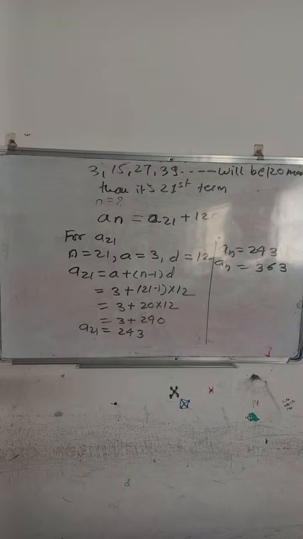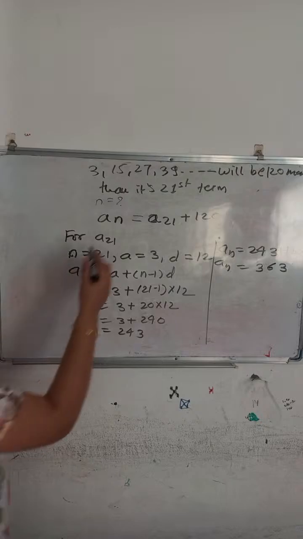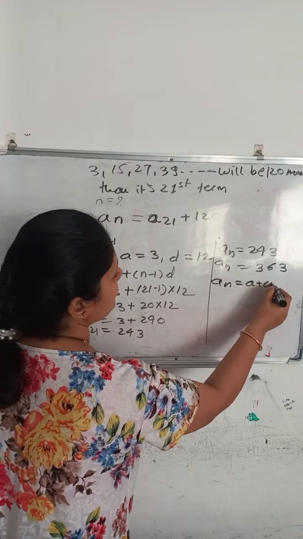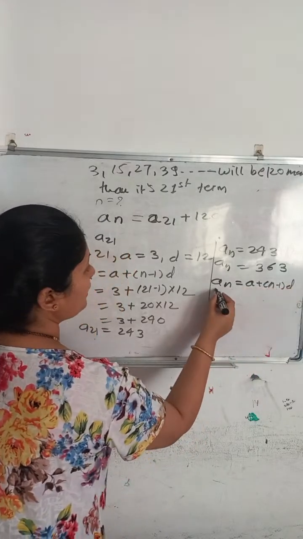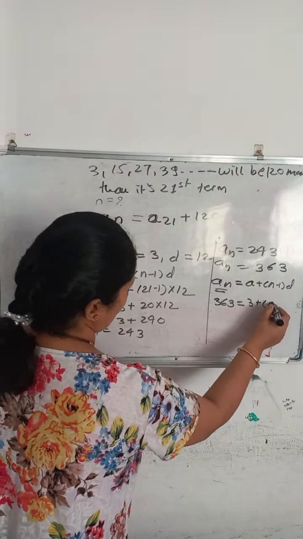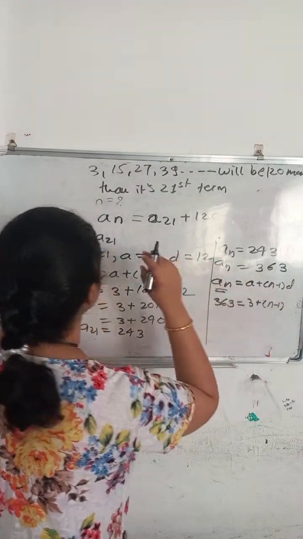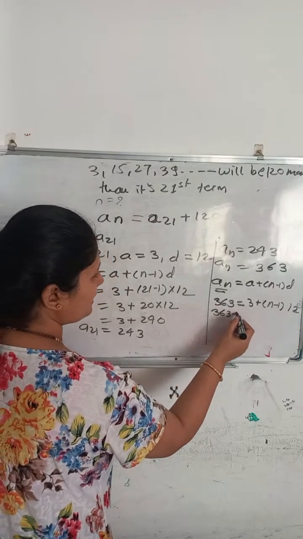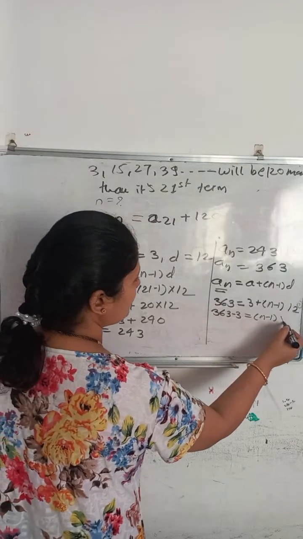Then I am interested in n. So how can we find it? an is a plus (n minus 1) into d. The nth term is 363, a is 3, and the common difference we got as 12. So here 363 minus 3 is equal to (n minus 1) into 12.